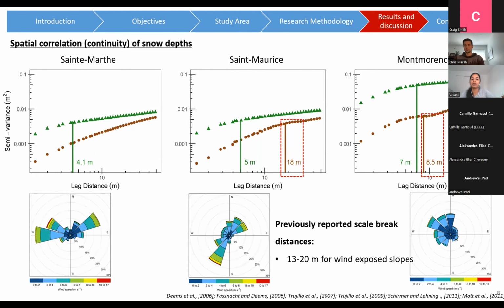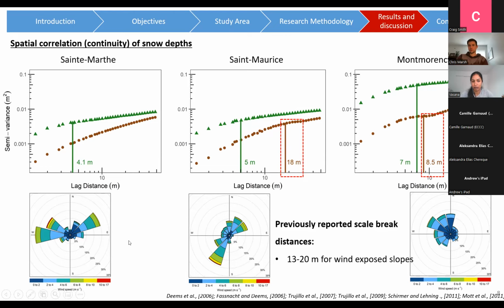Compared to the forested areas, the field area shows scale invariance behavior like in Saint Mark, or a larger scale break distance like in Saint Maurice, which is similar to the previous efforts. This is mainly associated with the higher wind speed experienced by these two sites as confirmed by the wind rose plots collected in these two sites.